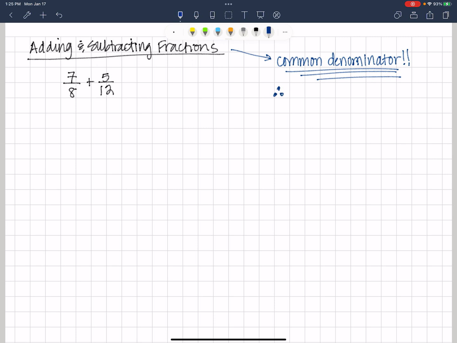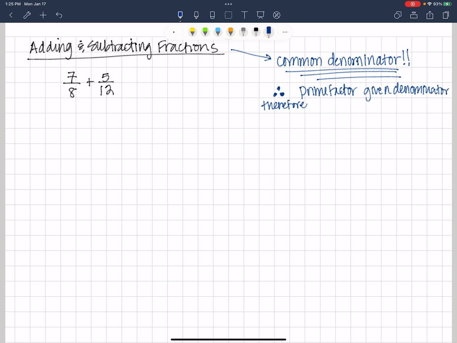Now these 3 dots, that means therefore. I'm going to write this once, and then in my future videos when I make those 3 dots, that's what that means, therefore. Therefore, when we need a common denominator, we're going to prime factor our given denominators. And that's going to help us see what we have.